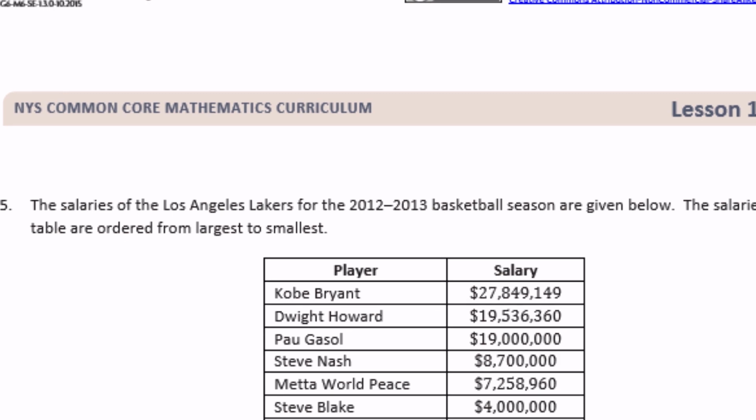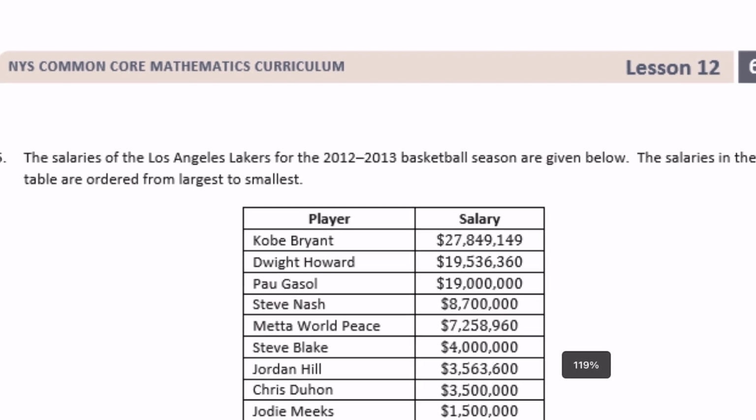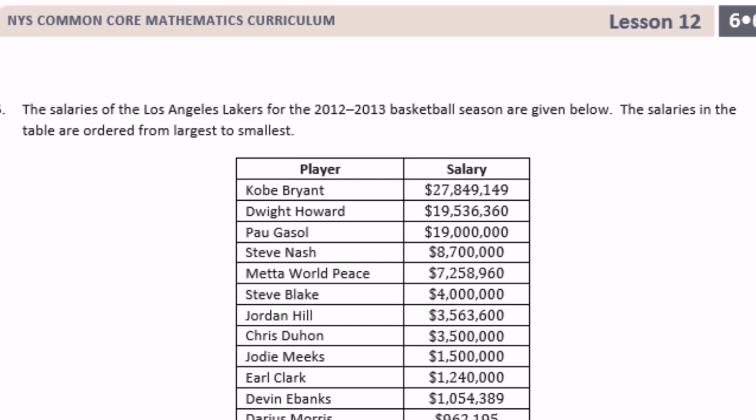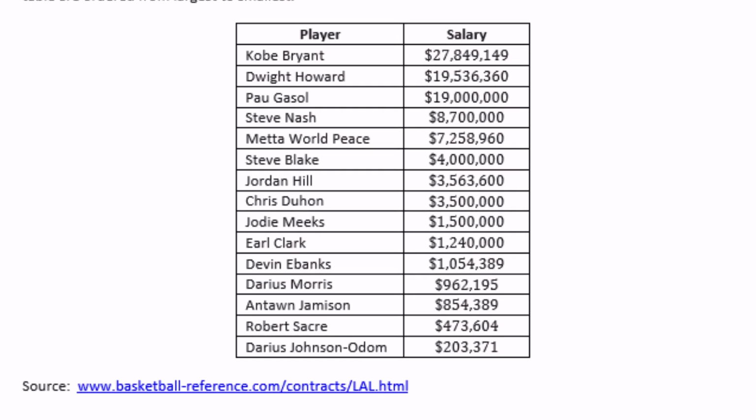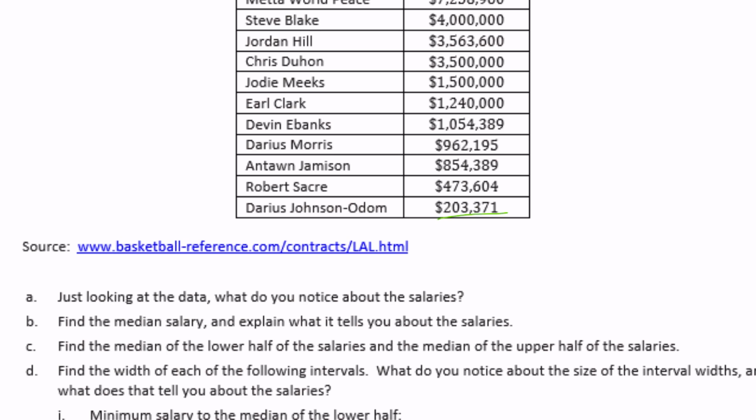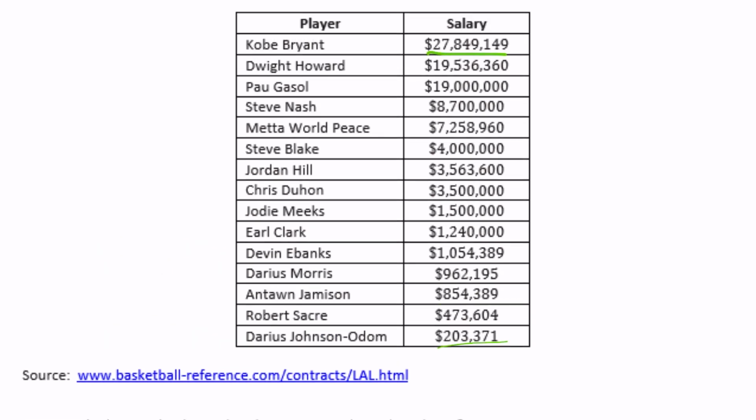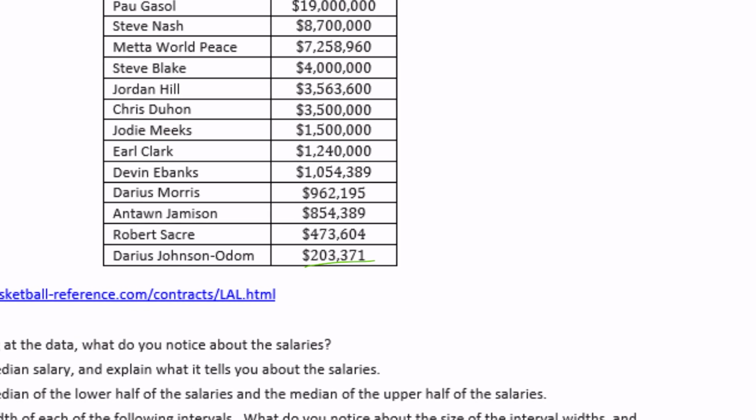Number 3. The salaries of the Los Angeles Lakers for the 2012-2013 basketball season are given below. The salaries in the table are ordered from largest to smallest. So we have Kobe Bryant, who made $27-something million, and Darius Johnson-Odom, who made $203,000. Just looking at the data, what do you notice about the salaries? Well, I notice there's a very large spread. There's a very, very big difference between Kobe Bryant and pretty much everyone else. So let's say very large spread.